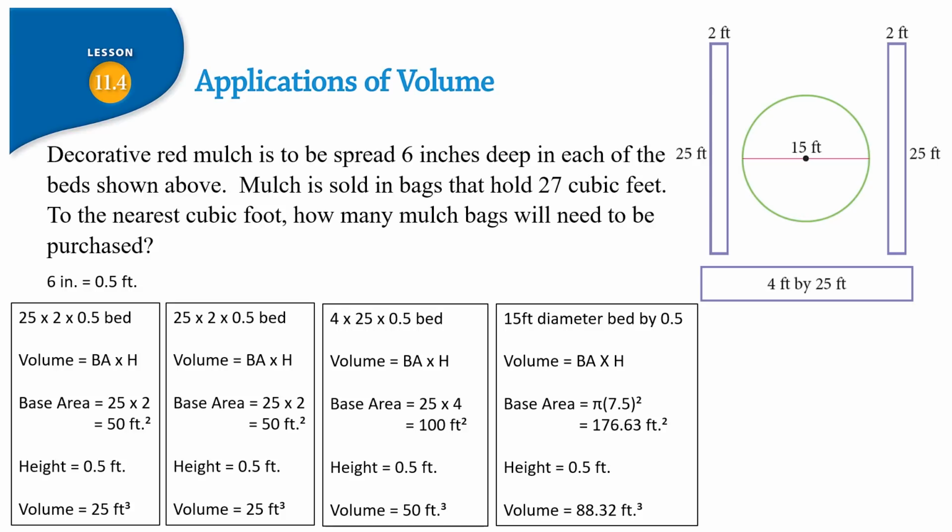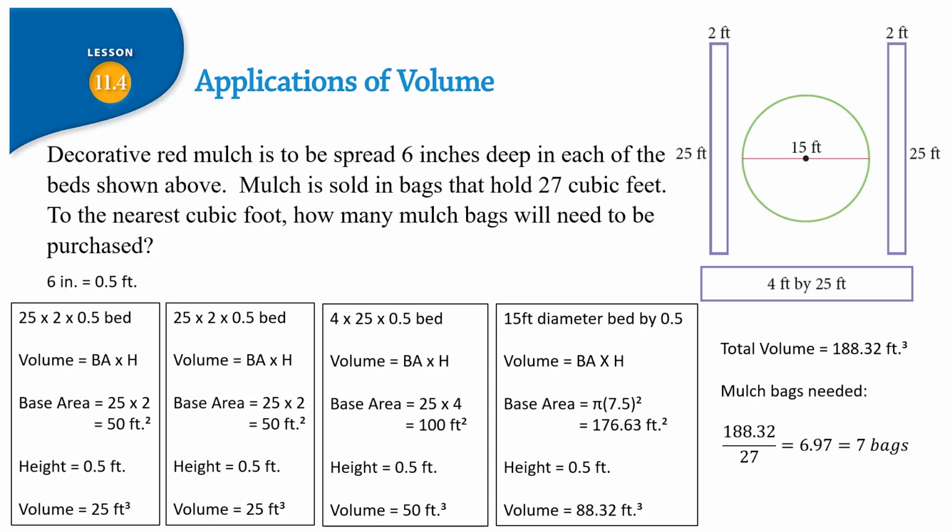Now that means we have a nice grand total of 188.32 cubic feet that we need to put the mulch in. Now, since each bag carries 27 cubic feet worth of mulch, we take our number and divide it by 27, and that tells us about how many bags we need. When you divide those two numbers, it's going to give you 6.97.